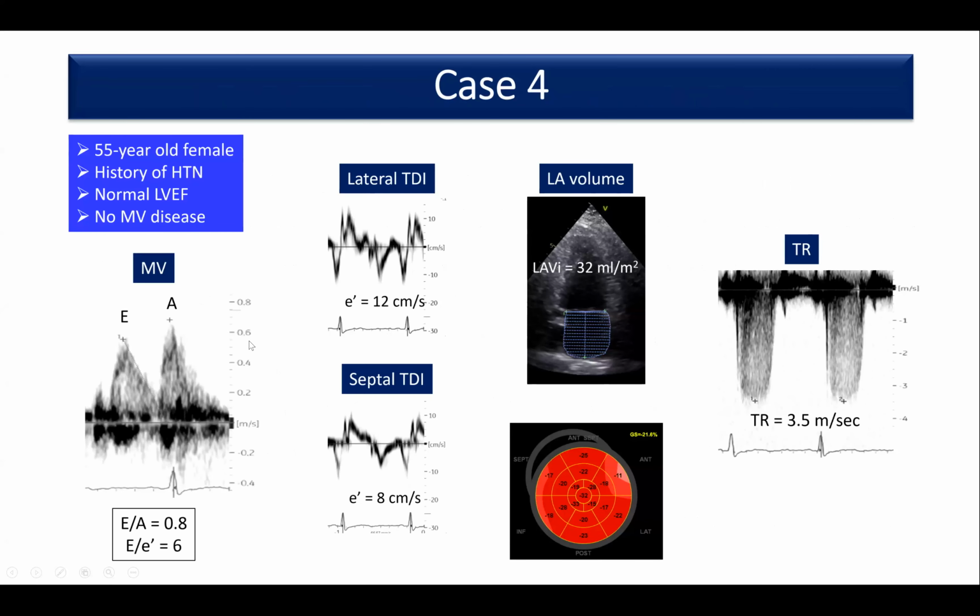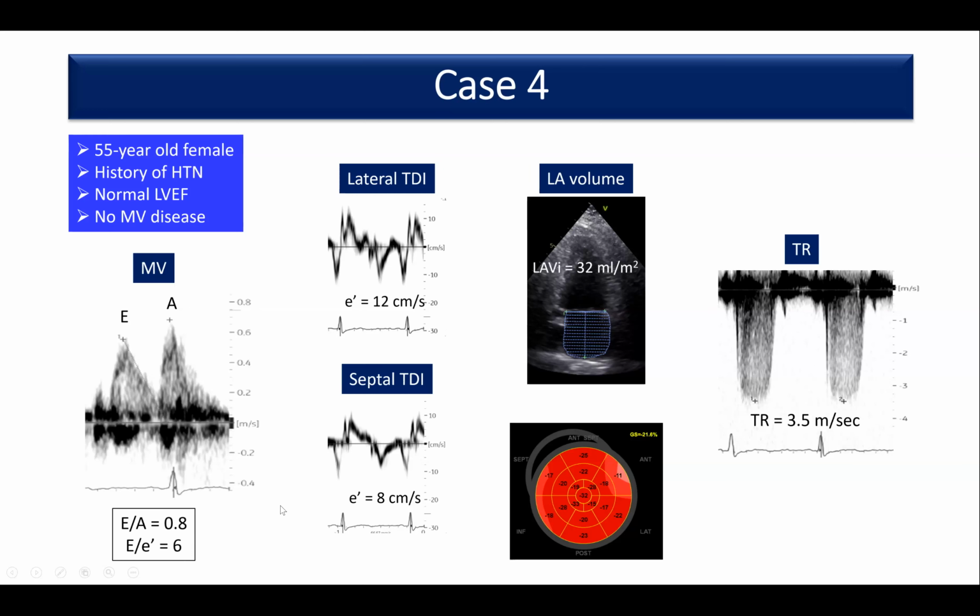Let's start with case 4 now. This is a 55-year-old female who has a history of hypertension, normal LV ejection fraction, and no mitral valve disease. At 55, you can see the transmitral Doppler, the E to A ratio here: the E is smaller than the A. The E to A ratio is 0.8. And you can look at the E prime velocity here. The E prime is 12 centimeters per second. Here it is 8. So the average is 10 centimeters per second.